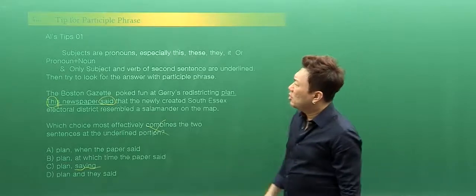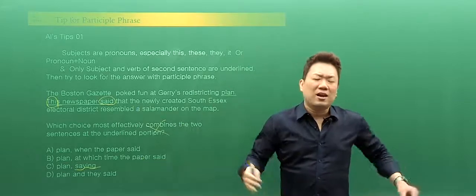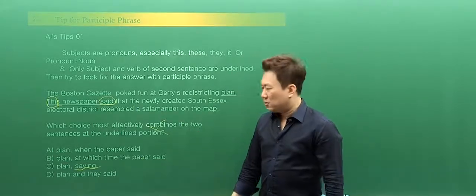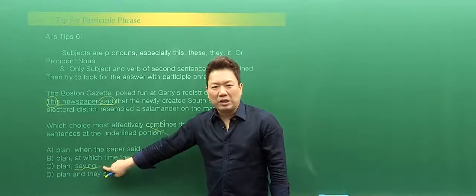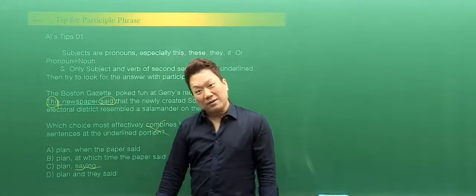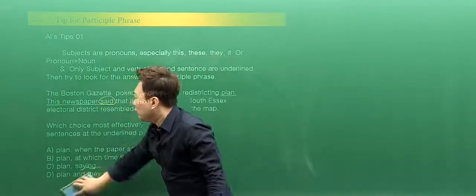Especially for shortly underlined questions, just like this, 80% of questions are related to the participle, and most of them you should simply find the participle right after the comma. Okay? Good. Easy, right? Okay, let's find out another one.